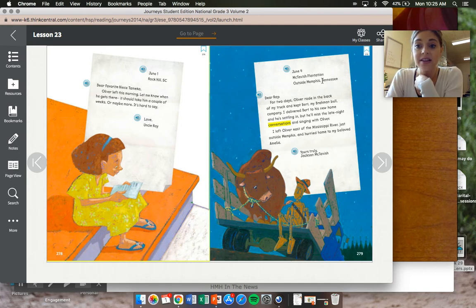All right, June 4th, McTavish Plantation outside Memphis, Tennessee. So now we can see that we have a new state here that we haven't heard of in this story before, and it's Tennessee. Dear Ray, for 2 days, Oliver rode in the back of my truck and kept Bert, my Brahmin bull, company. I delivered Bert to his new home, and he's settling in. But he'll miss the late-night conversations and singing with Oliver. I left Oliver east of the Mississippi River, just outside Memphis, and hurried home to my beloved Amelia. Yours truly, Jackson McTavish.